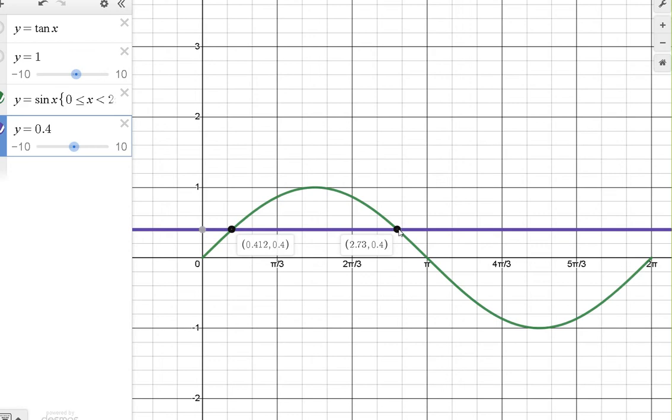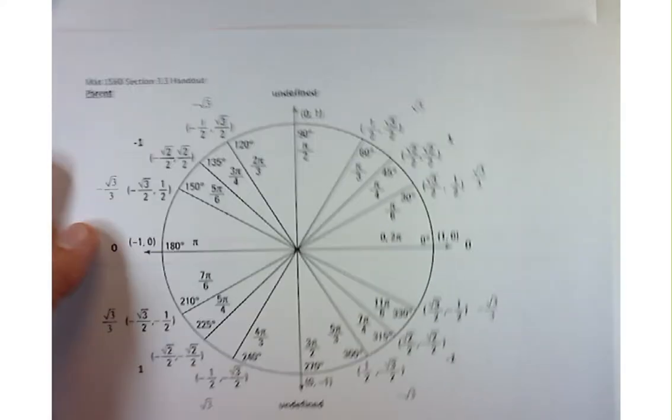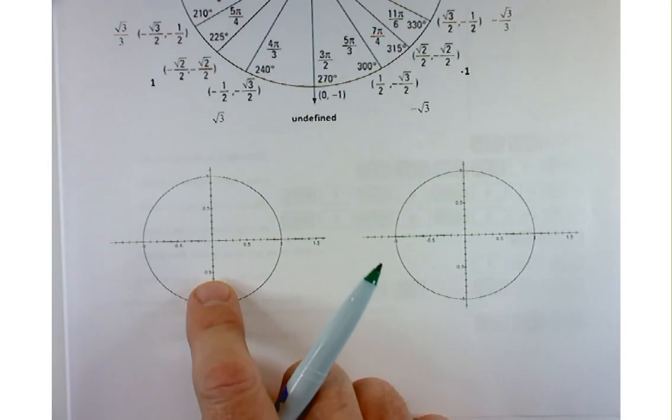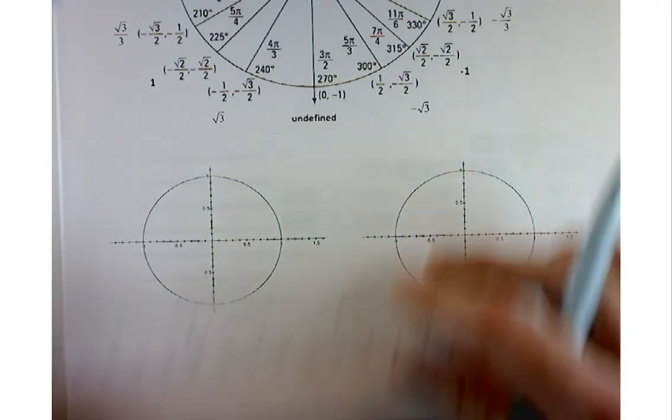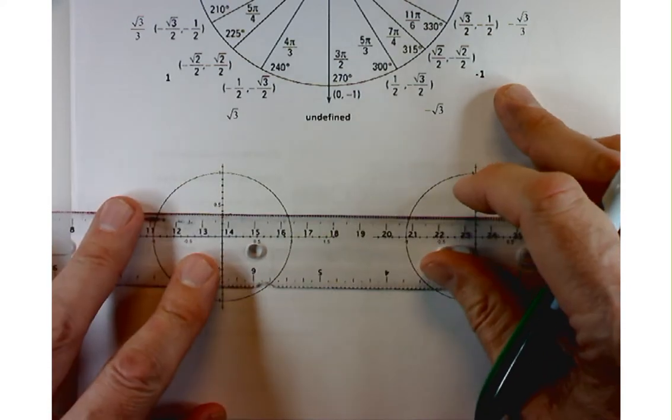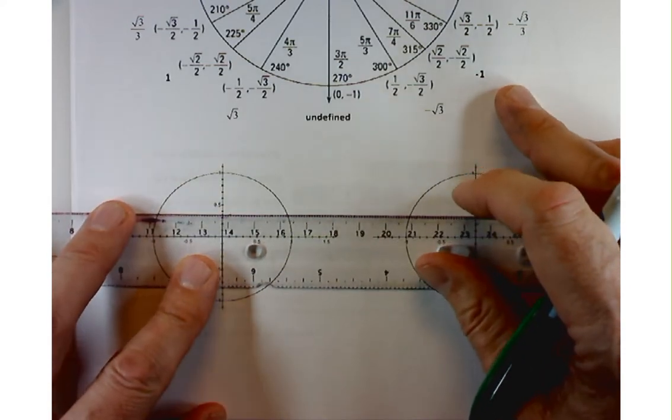Let's keep going. Where'd my unit circle go? Here. So let's look at the unit circle. And in particular, what I'm going to do is come down to this one and just draw myself a line at about 0.4.